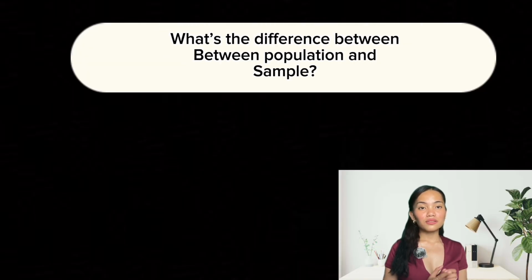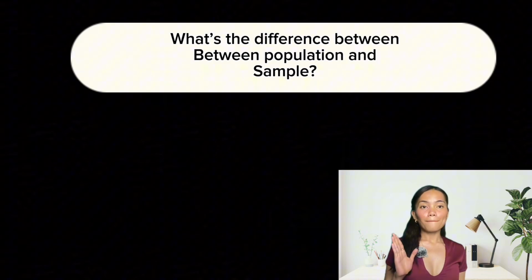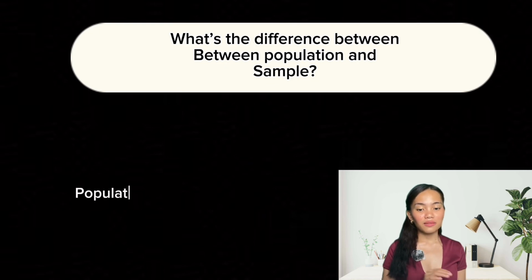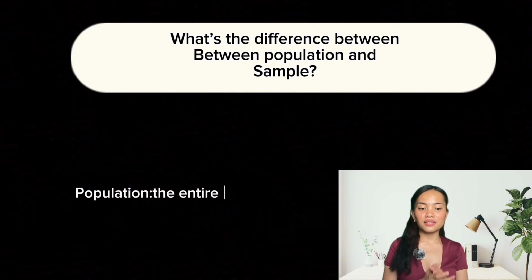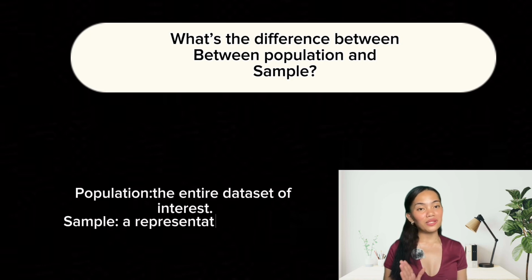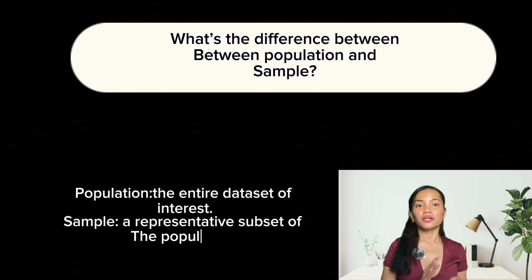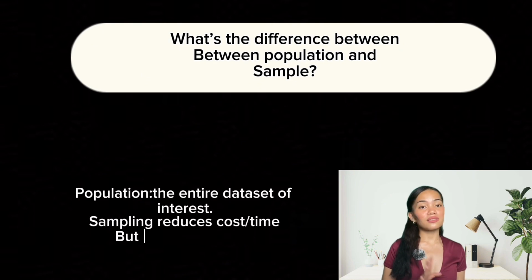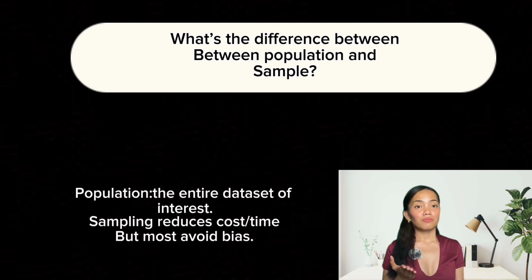What is the difference between population and sample? Here's my answer. Population means the entire dataset of interest, while sample means a representative subset of the population. Sampling reduces cost and time but must avoid bias.